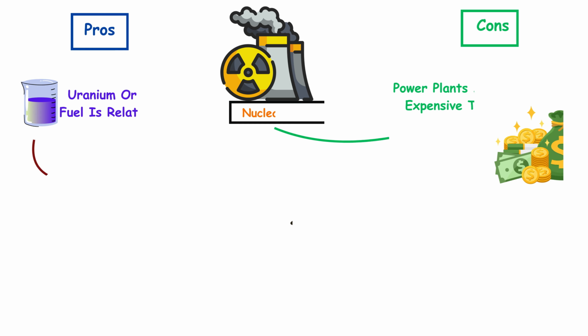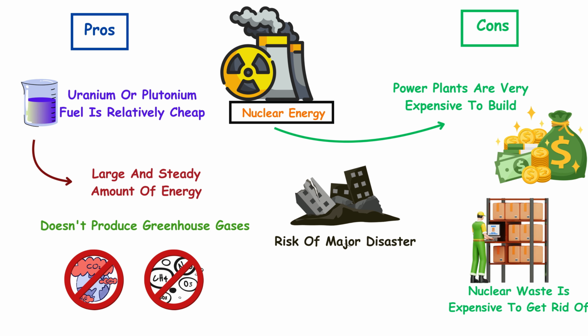Now let us talk about the advantages and disadvantages of using nuclear energy. On the positive side, the fuel such as uranium or plutonium is relatively inexpensive and capable of producing a consistent and large amount of energy. Although nuclear energy is not classified as renewable, it is considered a clean source of power because it does not emit greenhouse gases like carbon dioxide, which are produced by burning fossil fuels.